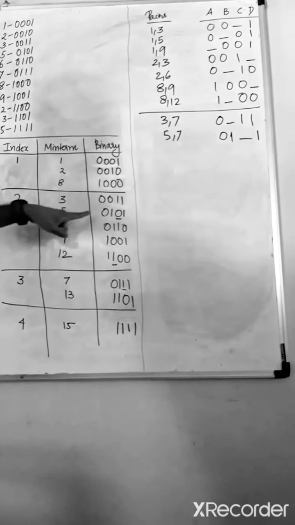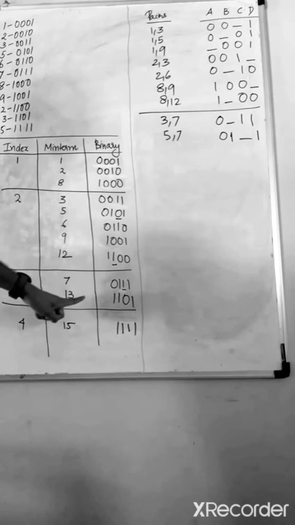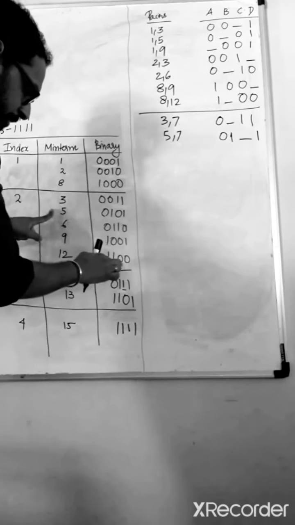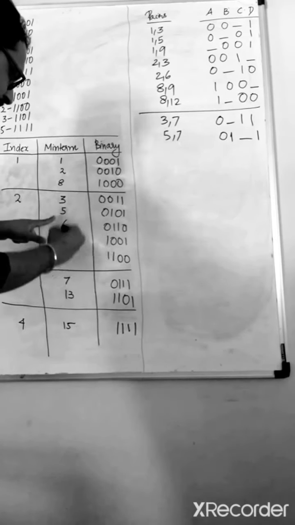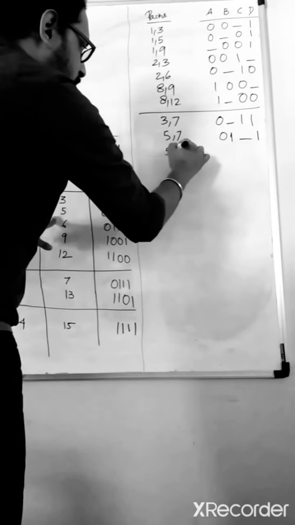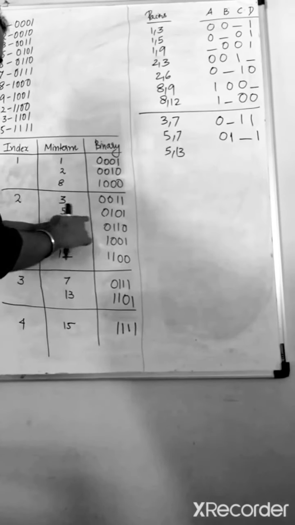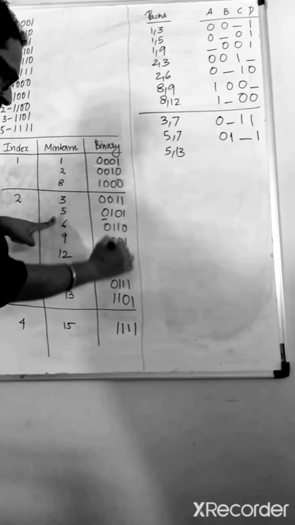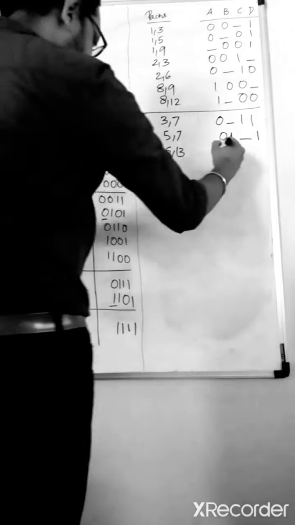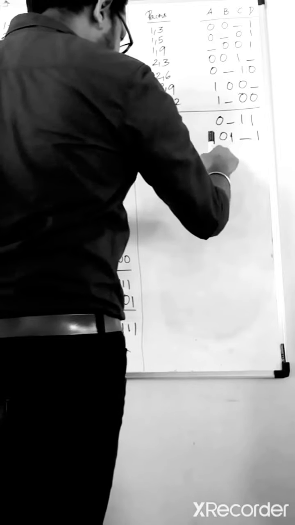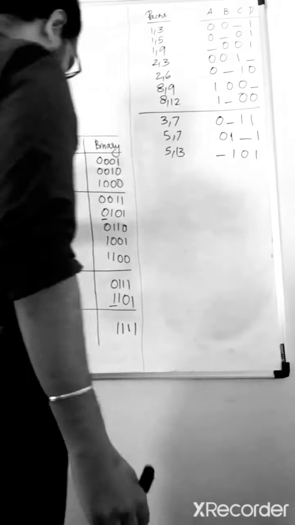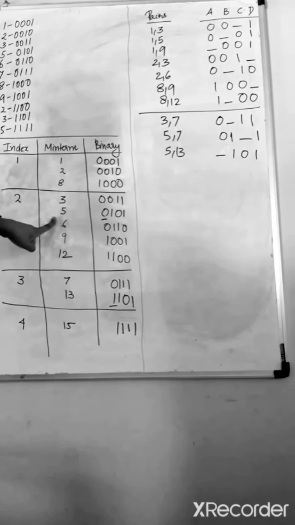5 with 13. 5 is 0, 1, 0, 1. 13 is 1, 1, 0, 1. So, again we can compare 5 with 13. Only one bit change. Where is the change? 0, 1, 0, 1 and 1, 1, 0, 1. Here is the change. So we put it as dash, 1, 0, 1. Okay, clear?